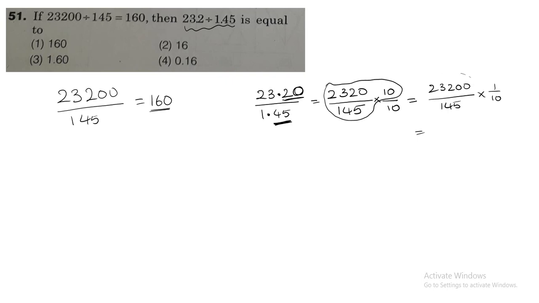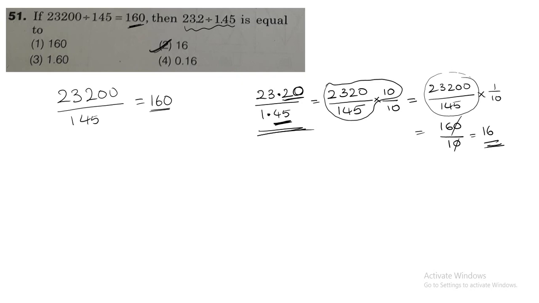Already we know this particular value. What is this value? It is equal to 160. So this is 160 divided by 10. Here 0 gets cancelled, hence the answer is 16. So the answer is 16. Understood? By considering the decimal places, we get the answer as 16. No more calculations here.